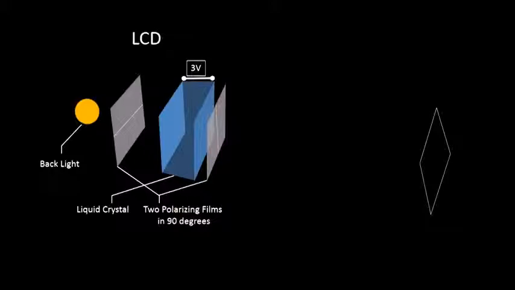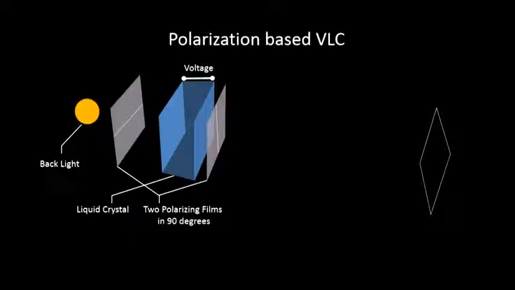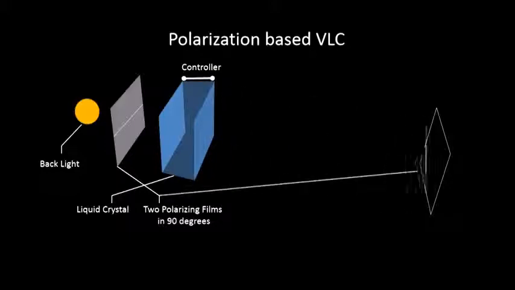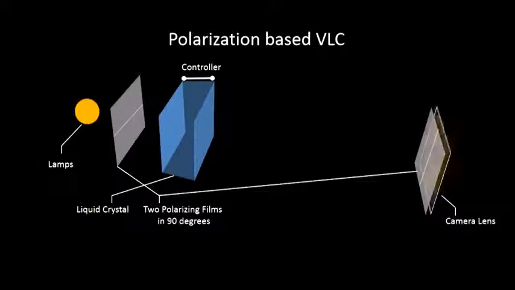At this time, our basic idea is very similar to the LCD. Since human eyes cannot perceive polarization changes, we move the second polarizing film to the receiver side. In this way, the modulation can only be detected by equipped receivers.